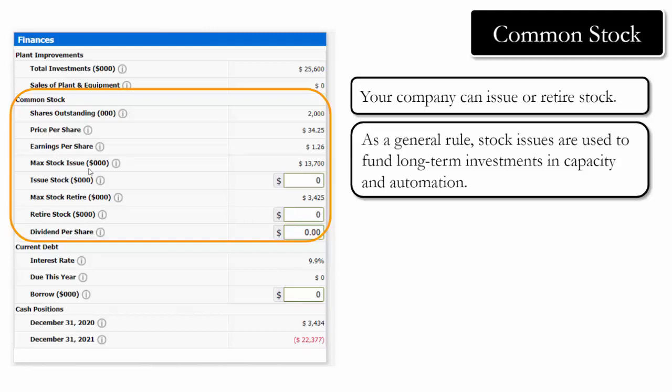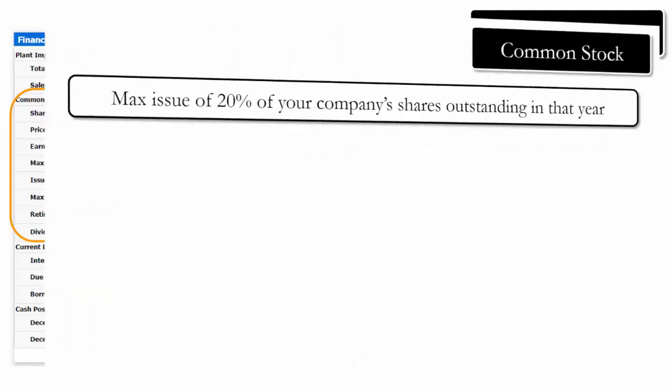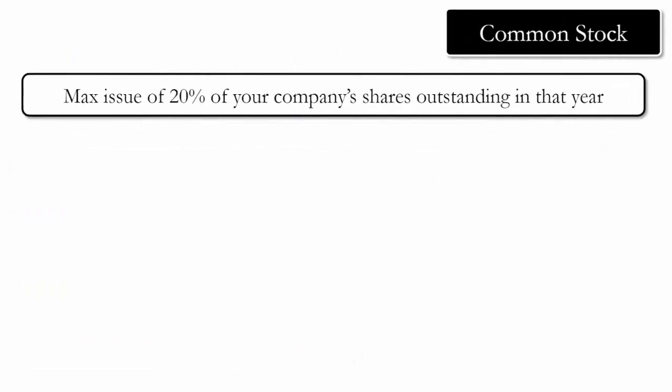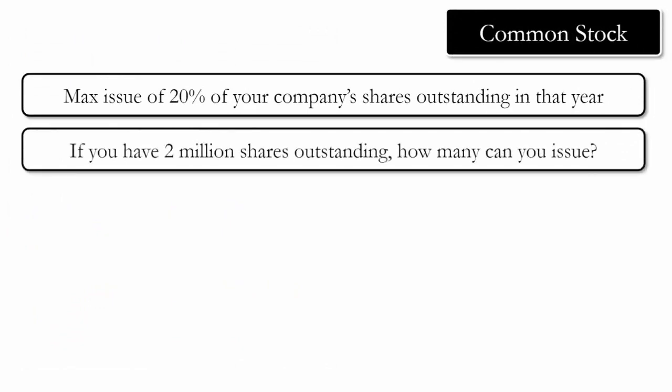The maximum stock issue gives you the dollar amount of new shares your board of directors has authorized for sale to the public this year. The maximum stock issue for round one is $13,700,000. You can issue up to 20% of the outstanding shares each year. Pause the lecture to figure out how many shares you can issue if you have 2 million shares outstanding.